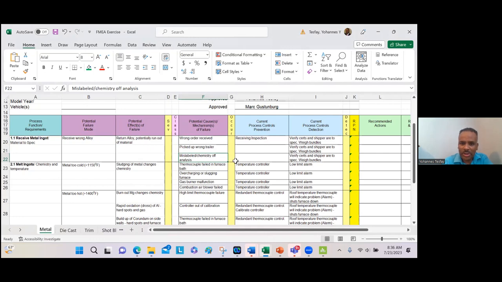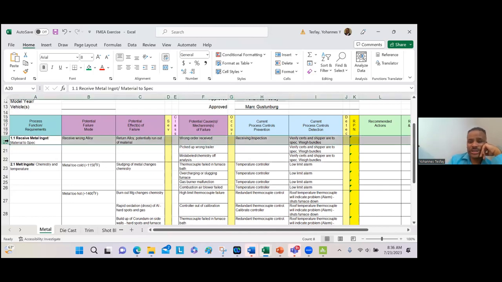Okay, so the other is occurrence. The occurrence is how many times it is going to happen. Is that like 1 time, 2 times, 3 times, whatever? How many times has it happened? At this stage, what we work with is determined in PPM, parts per million. Okay, so this is the first failure mode that you think of, and the second is melt ingot.